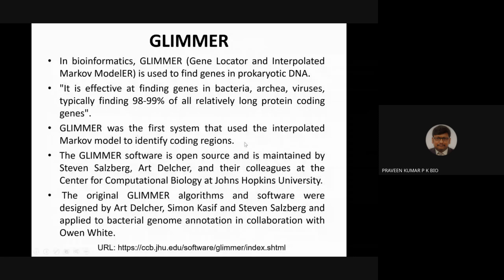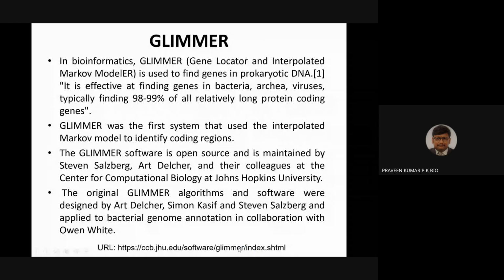So Glimmer was the first system that used the interpolated Markov model to identify coding regions. The Glimmer software is open source and is maintained by Steven Salzberg, Art Delcher, and their colleagues at Johns Hopkins University. The original Glimmer algorithms and software were designed by Art Delcher, Simon Kasif, and Steven Salzberg. So the URL for downloading Glimmer: you can download the freeware Glimmer offline, and you can work on that.